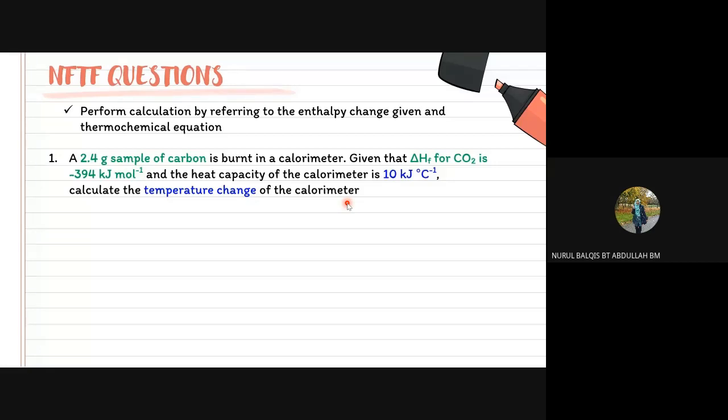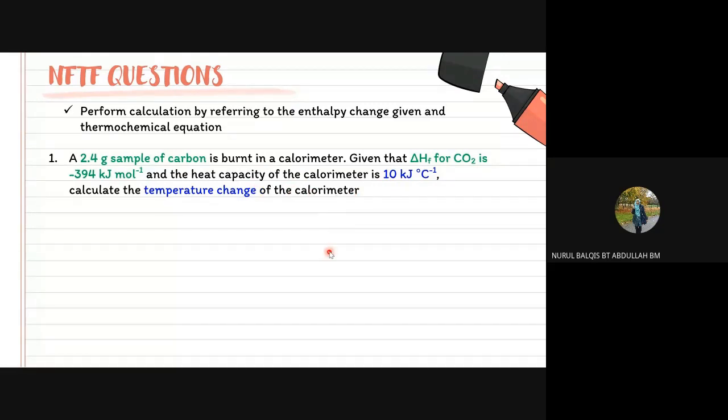Now we will do a little more, this is another burn. 2.4 gram sample of carbon is burnt in a calorimeter given that ΔHf for CO2 is negative 394. Okay, this time it uses enthalpy of formation. Delta Hf is formation, so combustion can be formation and combustion as well. Look at what enthalpy it gives. And the heat capacity of the calorimeter is 10 kilojoule per degree C. Calculate the temperature change of the calorimeter.